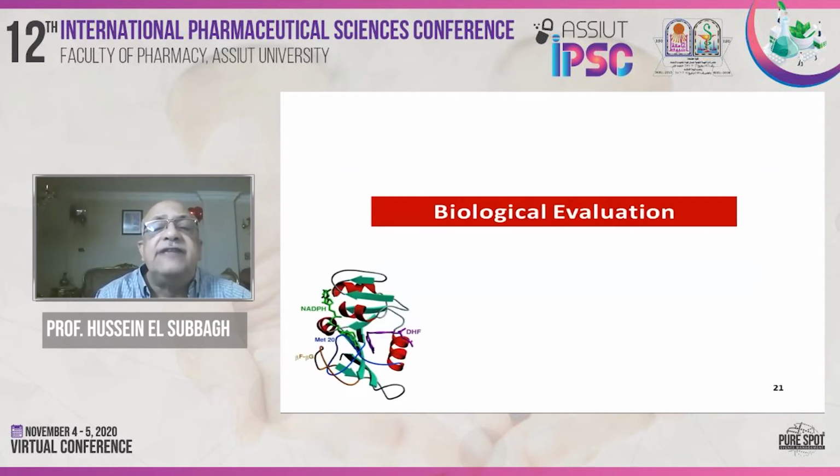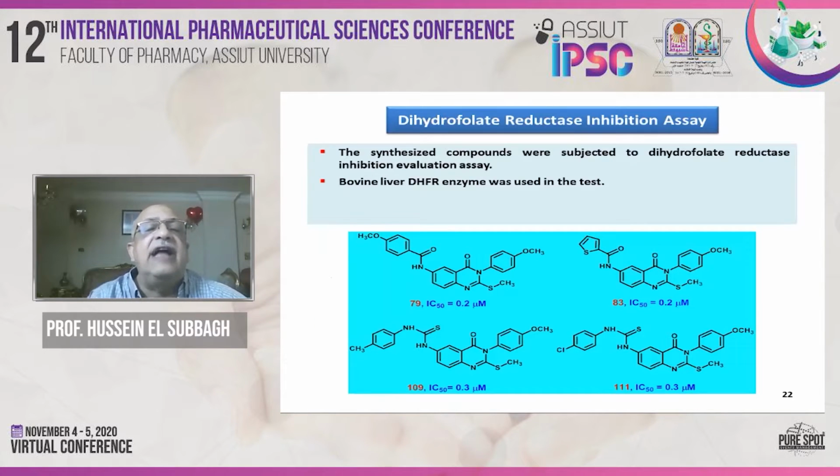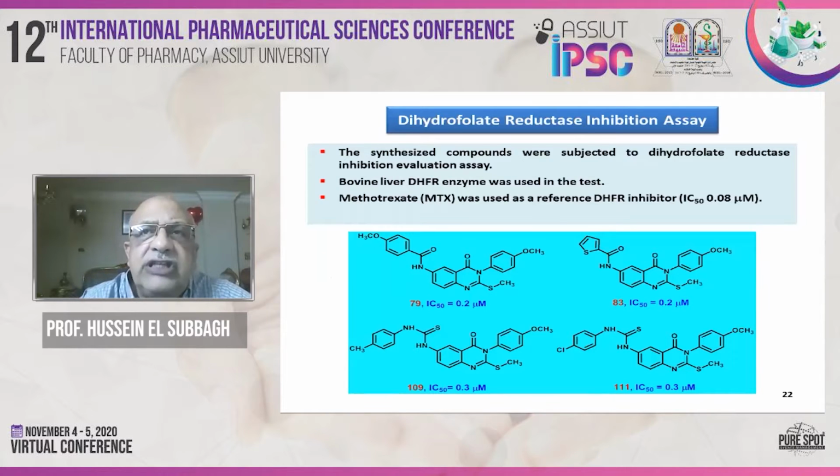We took all of this to biological testing. We used the bovine liver dihydrofolate reductase, which has 75% resemblance to human dihydrofolate reductase. We used methotrexate as a control, and we did manage to allocate those 4 compounds with biological activity, inhibition of DHFR between 0.2 to 0.3 micromole.